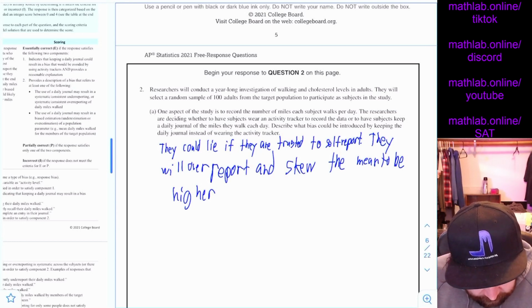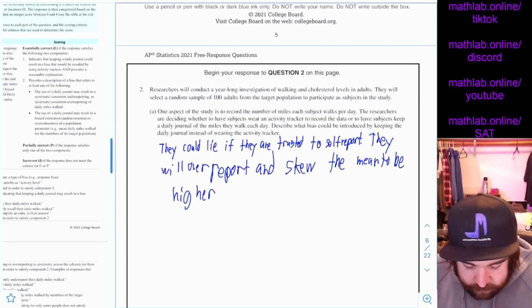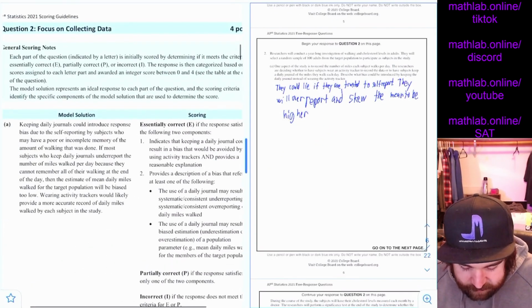So I really got it all. They could lie if they're trusted to self-report. Indicates that keeping a journal could result in bias that could be avoided, and provides a reasonable explanation. I think I did that. They just said so much.